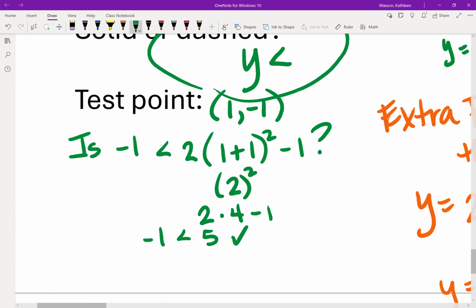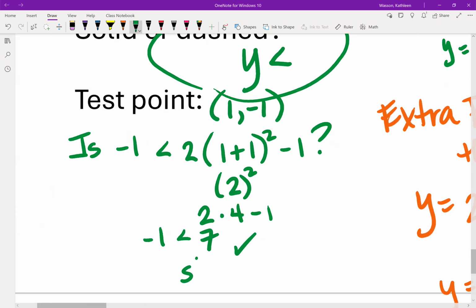How did you get 5? Oh, because it's Monday where I am. Thanks for asking. 2 times 4 is 8. 8 minus 1 is 7. Wow. I'm glad you're awake, Z. What? It's not 7 either? I'm crying. Okay. Yes, this is true.